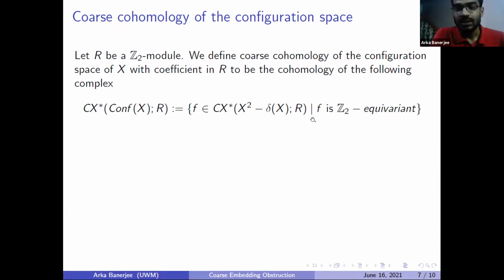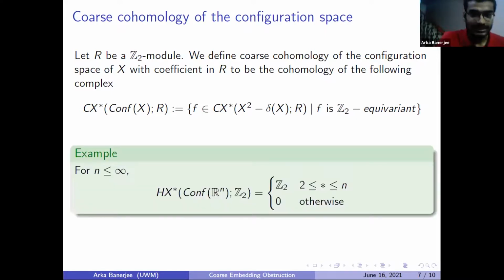Now remember, in the topological setting, configuration space means the Z2 quotient space. So to get the homology of the quotient, you can look at the equivariant quotient on the cover, and that's why this F is Z2 equivariant. That's how you define the coarse homology of the configuration space.